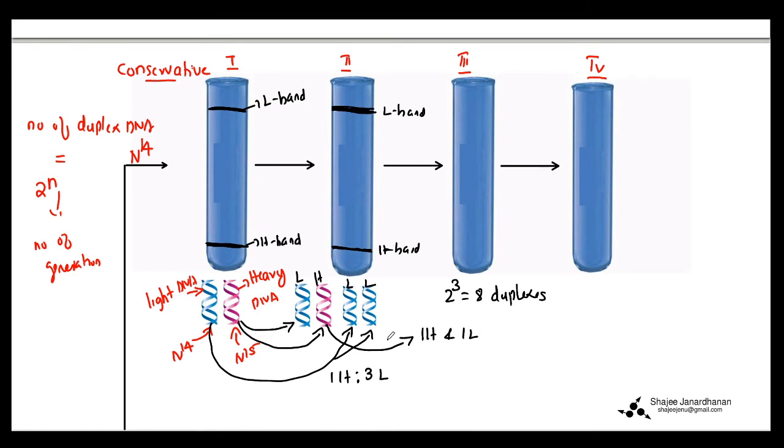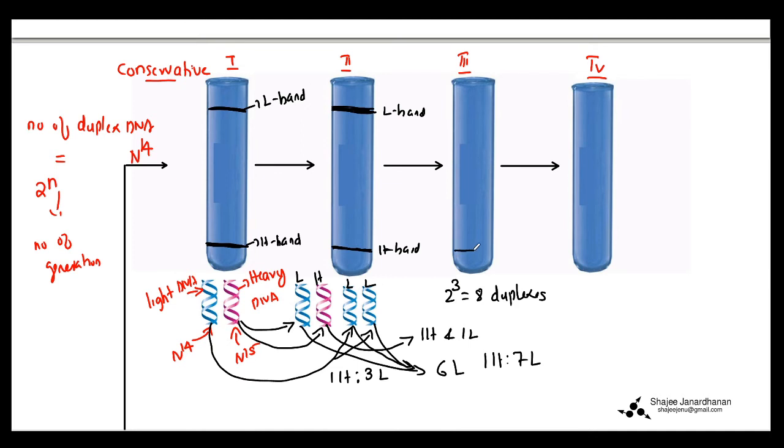And we already know that from this heavy duplex, you are going to get one heavy and one light daughter duplex. Whereas from all these three light duplexes, you are going to get 6 light duplexes. So totally what you are going to get will be 1 heavy to 7 light. When you compare to the second generation, you can find that the proportion of the heavy band still remains the same, but the concentration of the light duplex has increased 7 times.